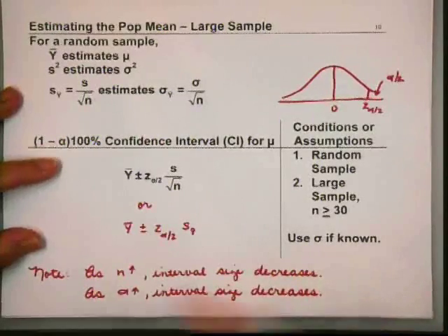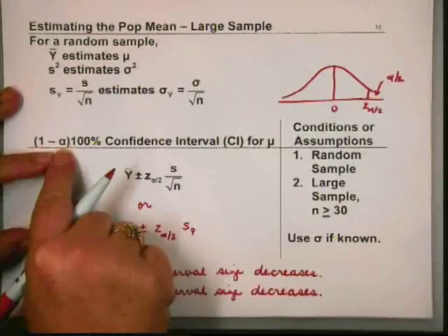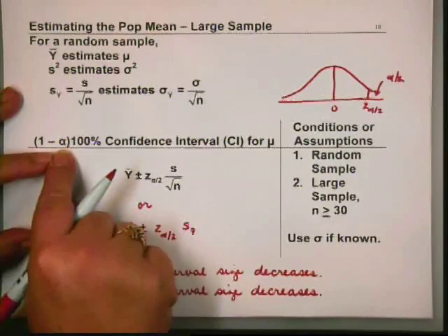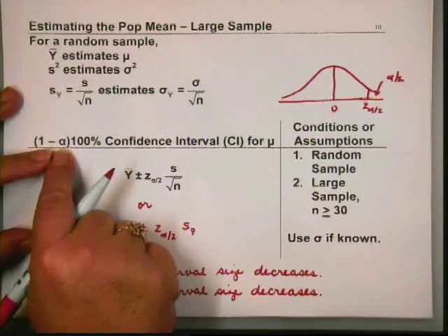If alpha is bigger, my confidence is smaller, right? If my confidence is smaller, I feel less confident about a smaller interval, don't I? I'd feel more confident with a bigger interval. Intuitively, that makes sense.